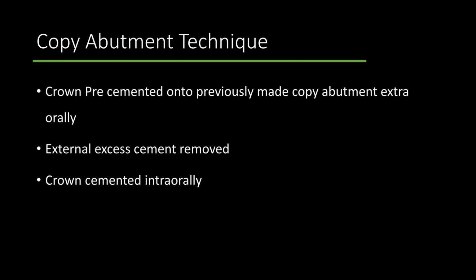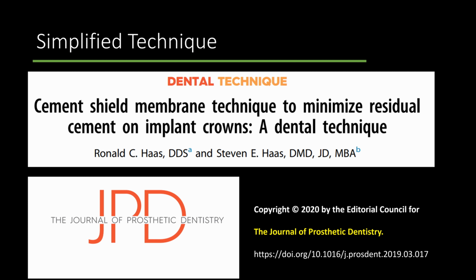In the copy abutment technique, the crown is pre-cemented by filling it with cement and seating it onto a previously made copy abutment extraorally. After external excess cement removal, the crown is cemented intraorally by using the remaining cement, resulting in minimal excess. This article describes a simplified technique for cementing implant-supported restorations by using an ultra-thin cement shield membrane.